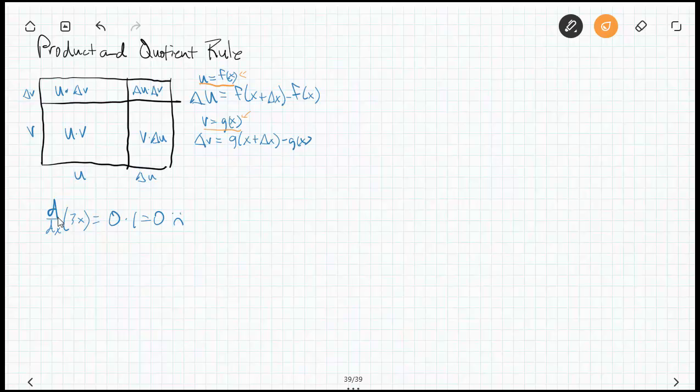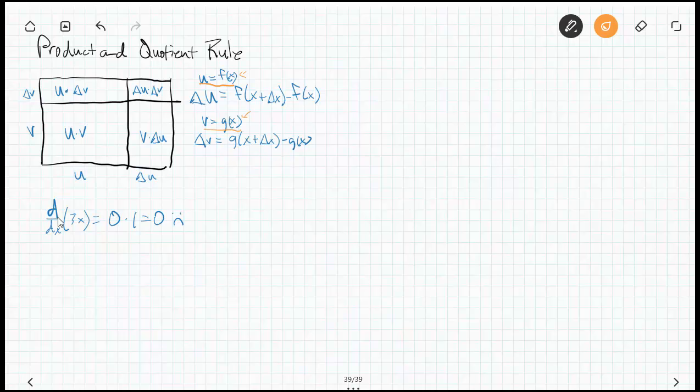Delta v is going to be a little bit up this way, right? We just add on a little chunk, and then delta u is going to be a little chunk that we're adding on this way. So all of these four little cells of this lattice are representative of areas. This one is u times v, this one is u times delta v, et cetera.